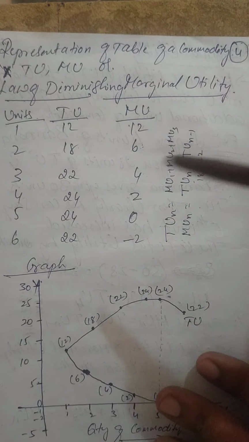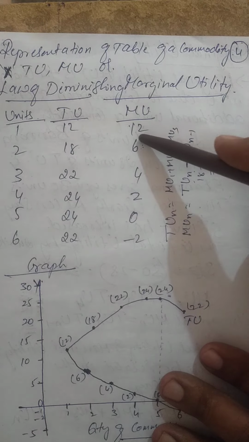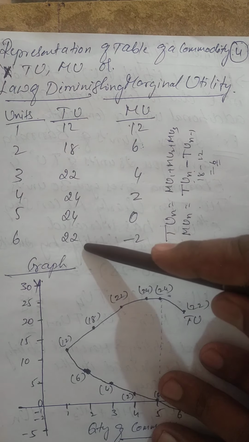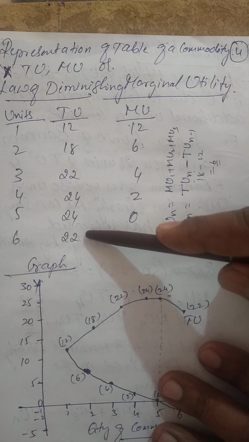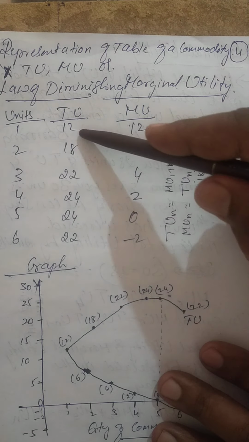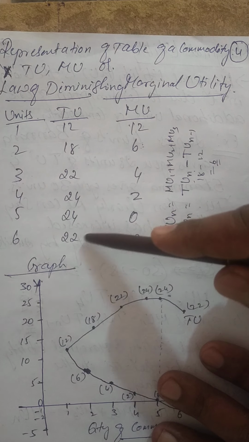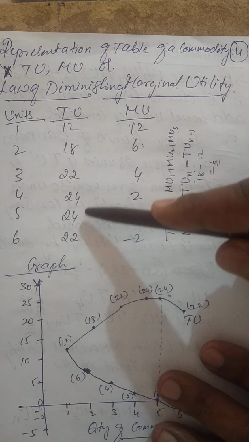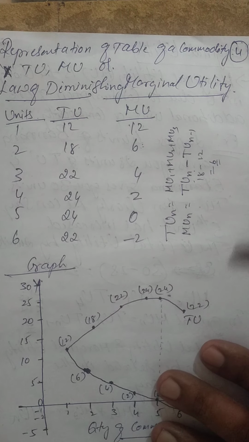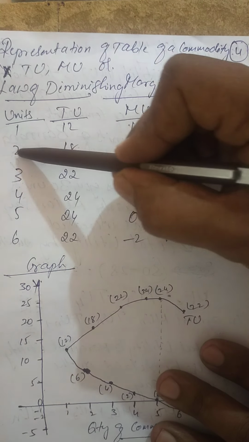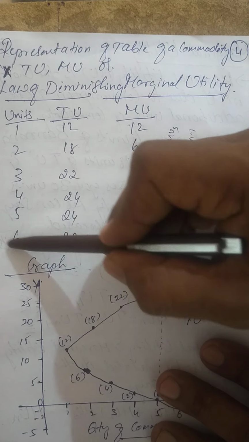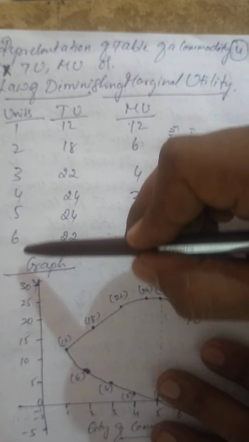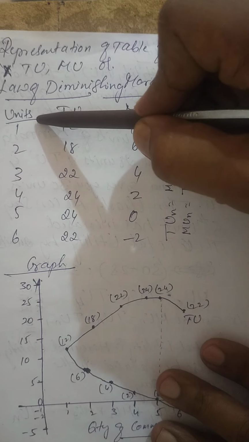See, here is the table. It shows various numbers of commodity being consumed. Since it is the cardinal approach, we are going to measure in terms of numbers. Please keep it in mind. So in that case, every single commodity consumption is increasing, 1 to 2, 2 to 3, 3 to 4, 4 to 5. These are all units of commodity consumed.